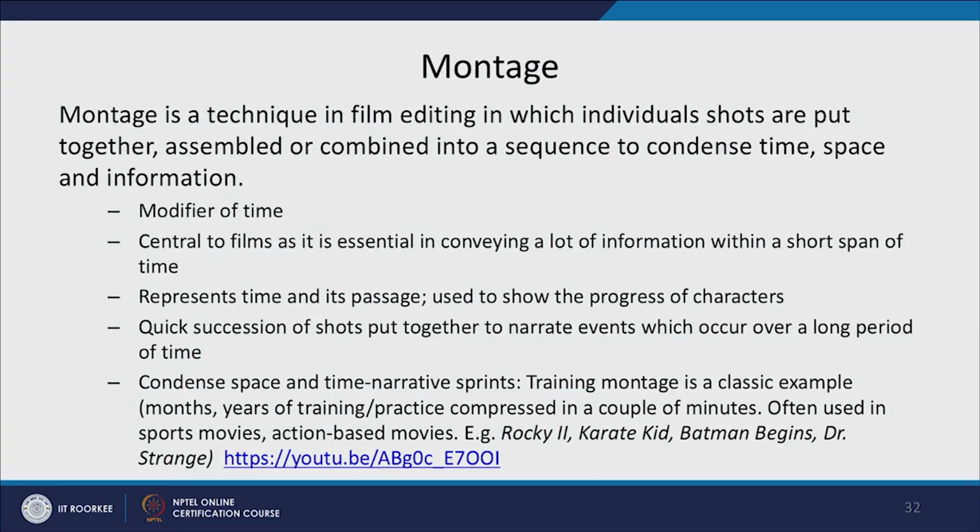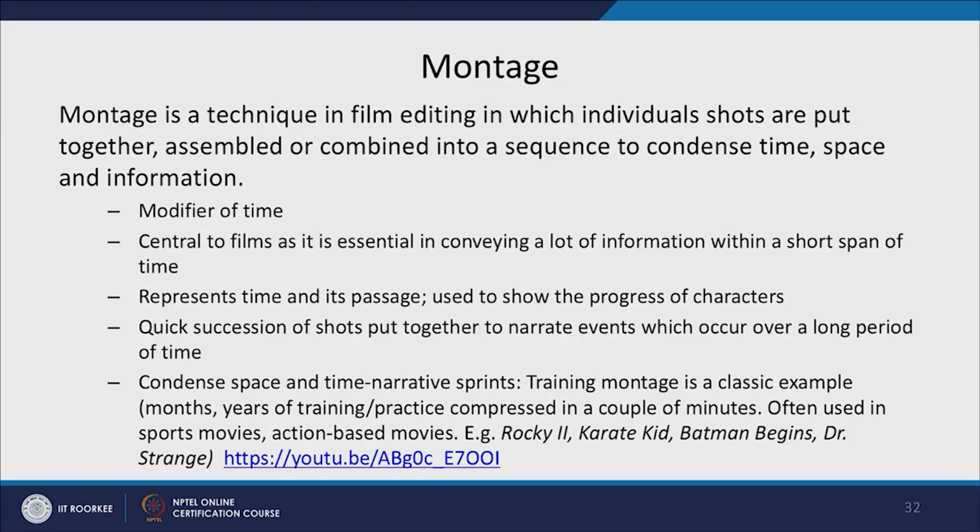A very important term which I would prefer to discuss in somewhat detail is montage. Montage is a technique in film editing in which individual shots are put together. As we have discussed earlier, it is used as a modifier of time. So, it is central to films as it is essential to convey a lot of information within a short span of time, and it is used in particular situations so that it has now developed almost as a film convention.